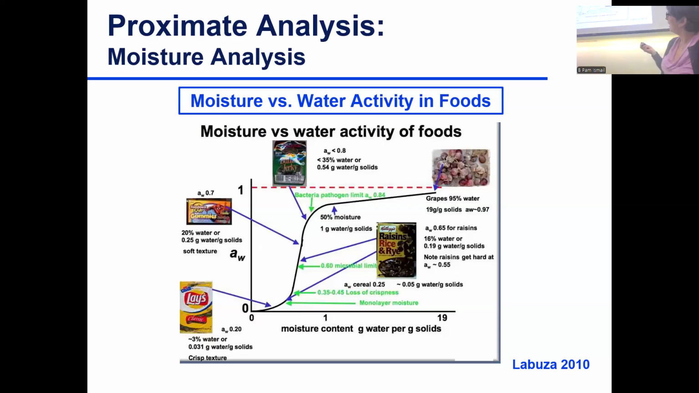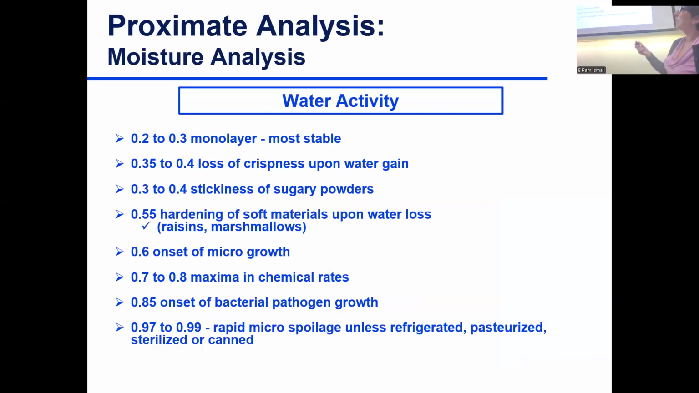So here it shows what happens at 0.6. You start having microbial growth. And then if it's potato chips at 0.35 to 0.45, you lose crispiness and so on. And this kind of takes some of those examples and puts them out in bullet points for you.